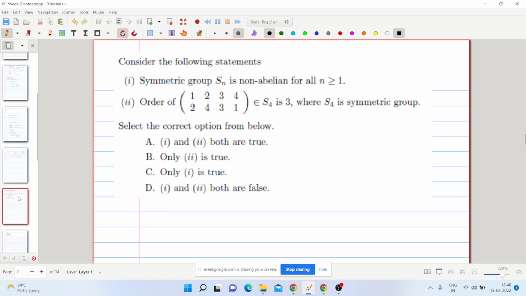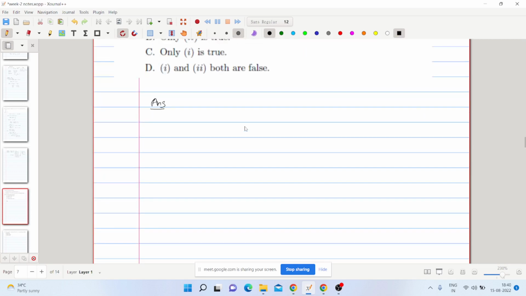Okay. So we will move to the next problem. Here we have two statements. One is: the symmetric group Sn is non-abelian for all n greater than or equal to 1. Is this true? Anyone? No, ma'am. It can be abelian also. Right. We will take S1 first.